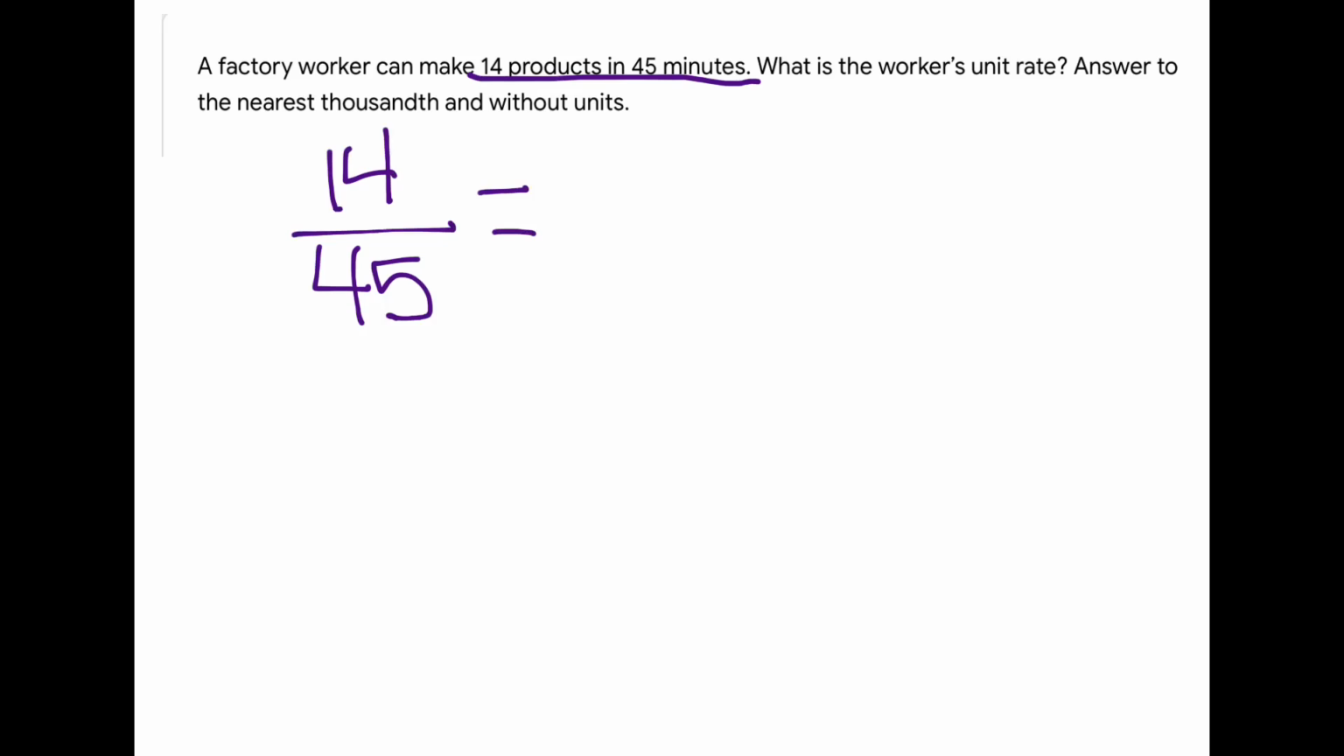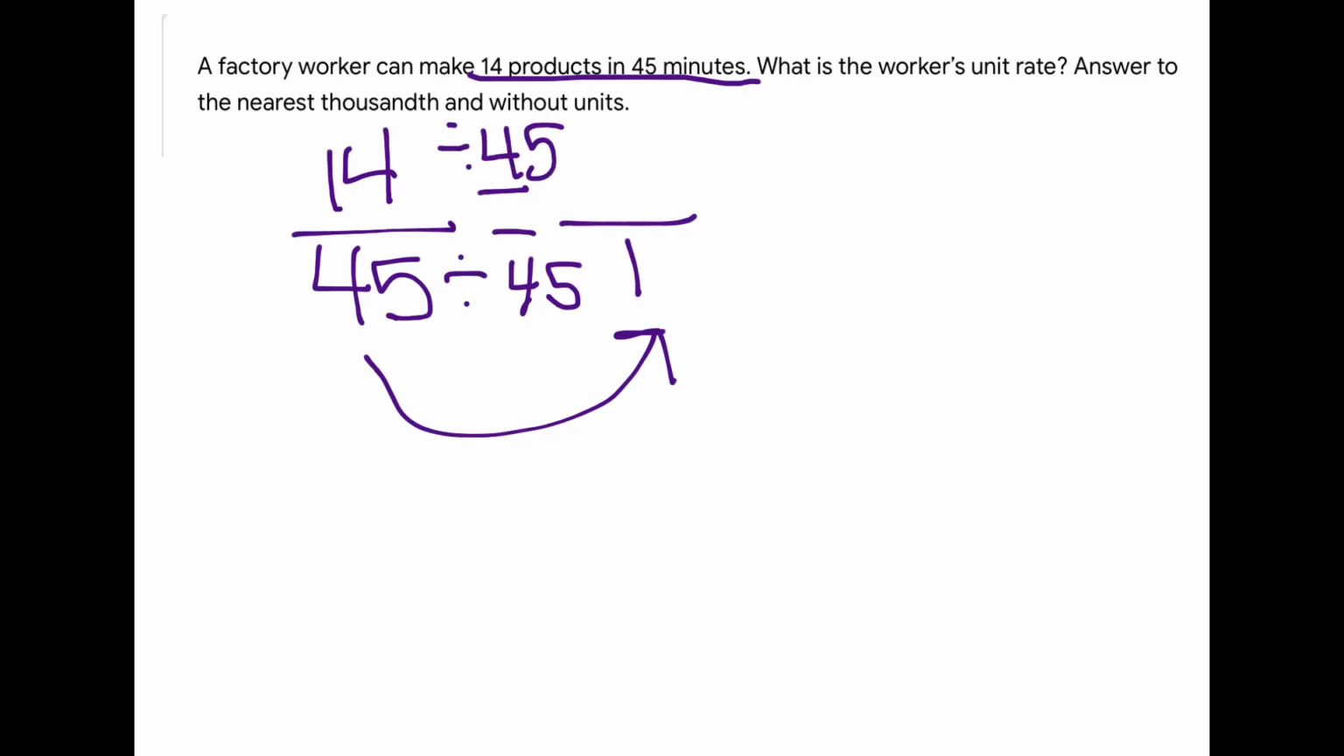So we want to know the unit rate. 14 products in 45 minutes. Unit rate means how many products can we make in 1 minute. So we're finding how many products in 1 minute. How do we go from 45 to 1? Obviously we need to divide by 45.